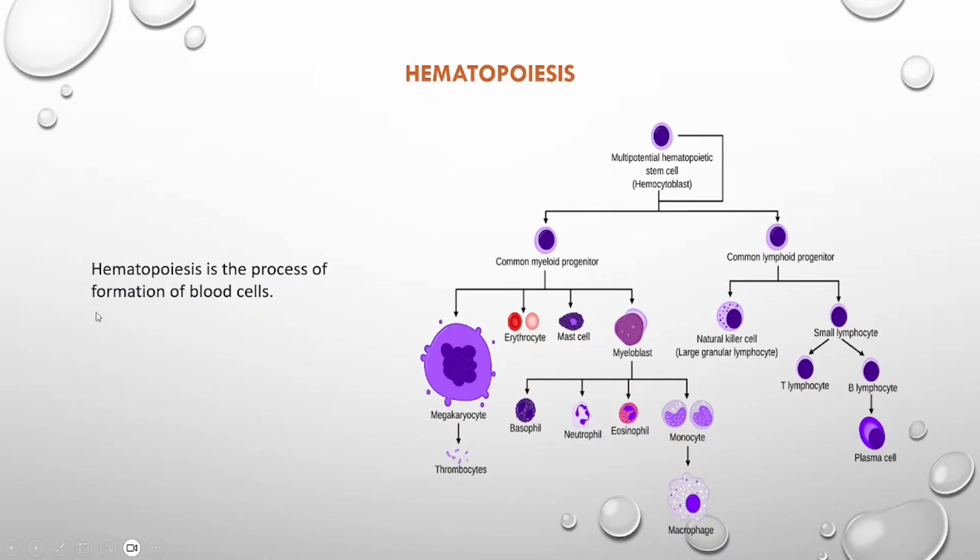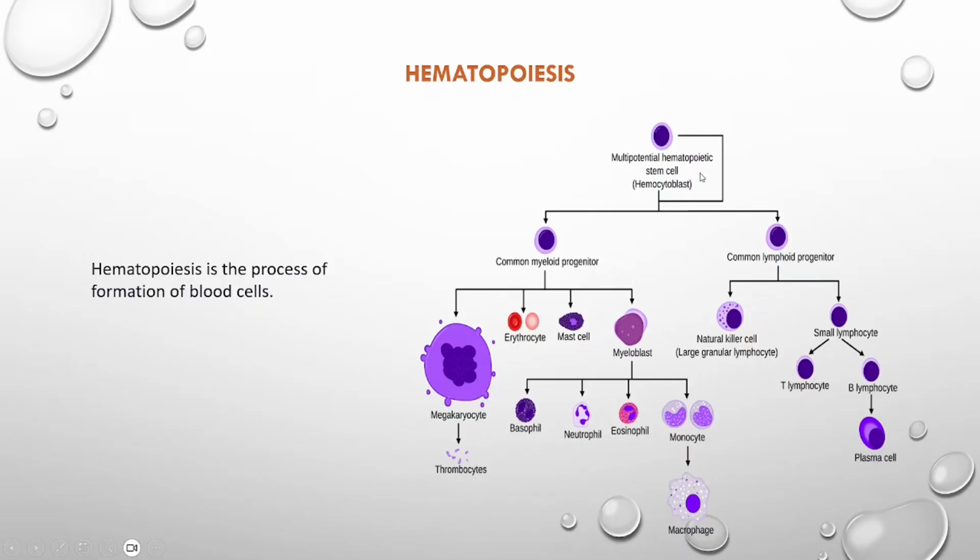What is hematopoiesis? Hematopoiesis is the process of formation of blood cells. Where are blood cells formed? Blood cells are formed in the bone marrow. During intrauterine life, hematopoiesis begins in the liver and spleen. After birth, hematopoiesis in the liver ceases and blood cells are produced from the bone marrow.